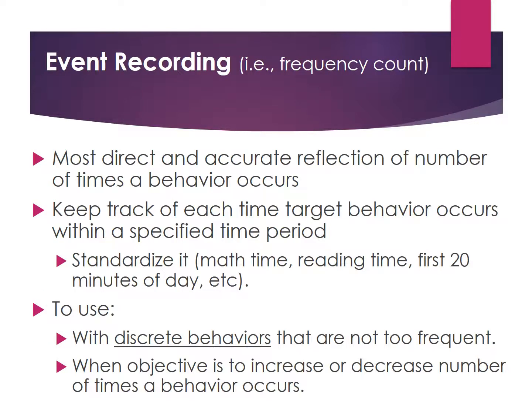The first recording system is the event recording, otherwise known as frequency count. This system offers the most direct and accurate reflection for the number of times a behavior occurs. It's used to keep track of each time the behavior occurs within a specified time period. That is a standardized time. The standardized time should be used the same throughout this recording system.